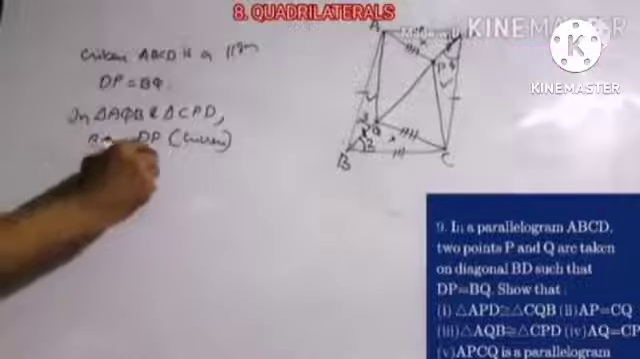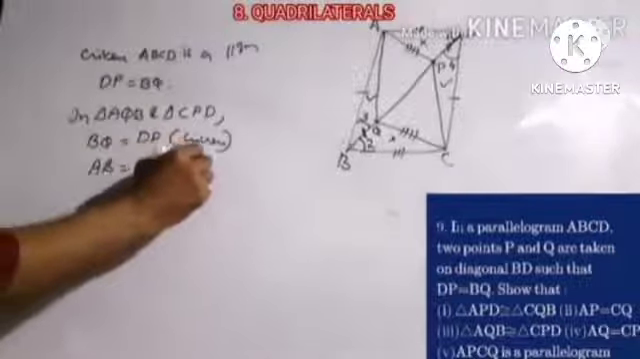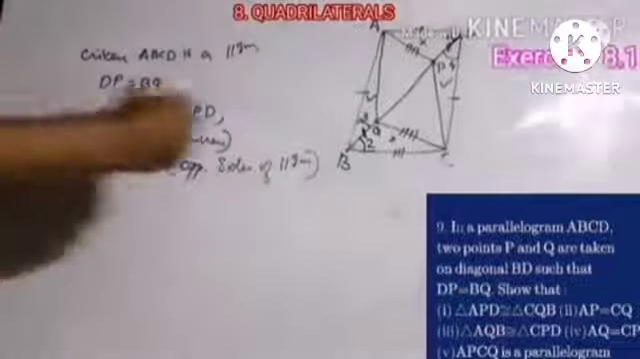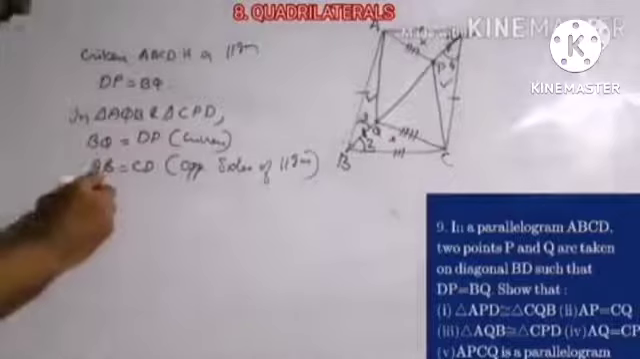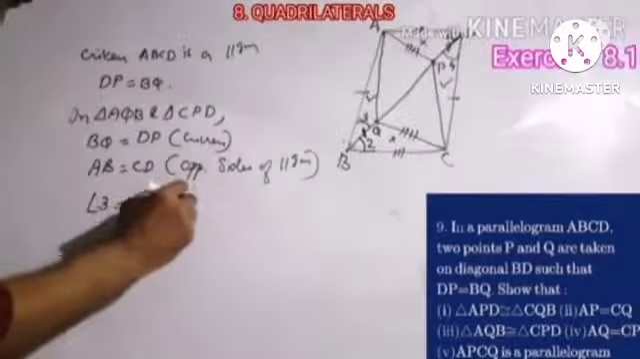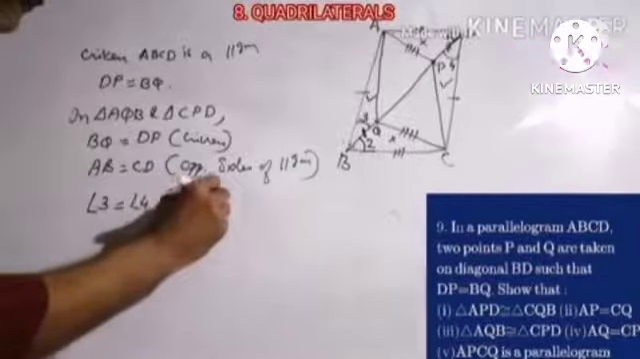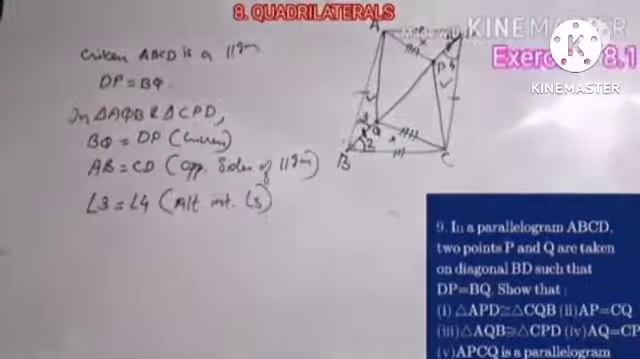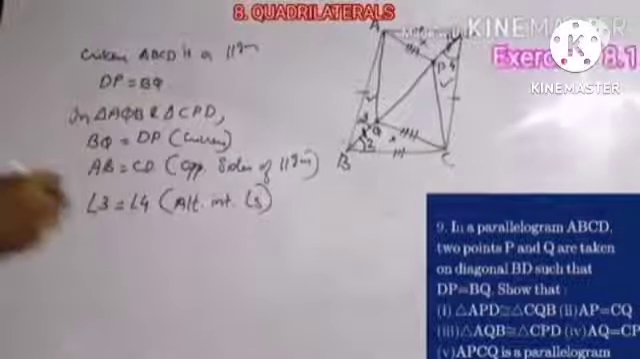AB equal to CD. Reason: opposite sides of a parallelogram. So that is the second one. Then third, angle 3 equal to angle 4. Reason: alternate interior angles are equal because it's a parallelogram. Opposite sides are parallel, which implies this.